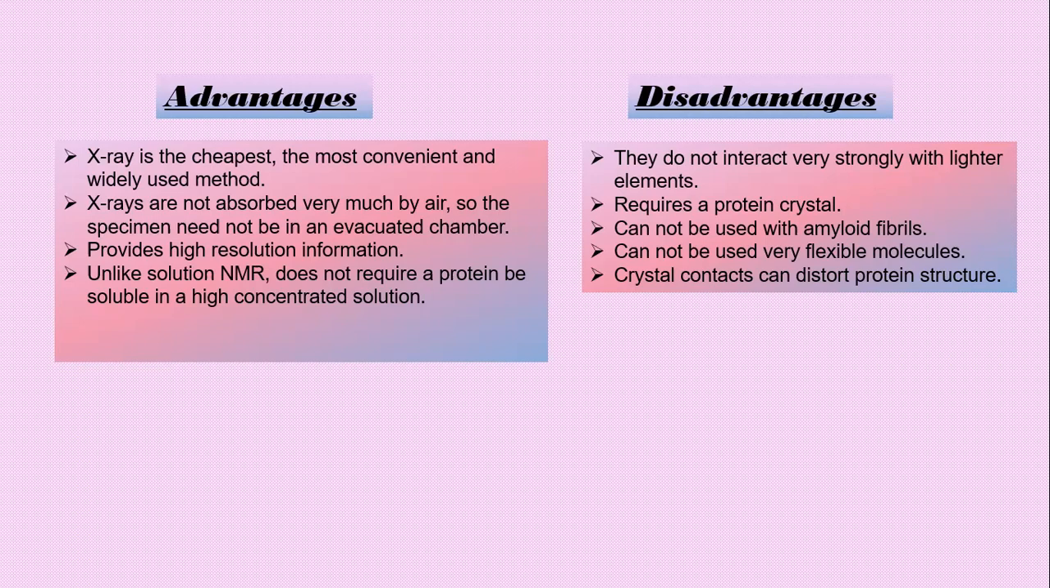And some disadvantages of X-ray crystallography. First one is they do not interact very strongly with lighter elements. Requires a protein crystal. Cannot be used with amyloid fibers. Fourth one is cannot be used with very flexible molecules. And last one, crystal contacts can distort protein structure. These are the advantages and some disadvantages of X-ray crystallography.